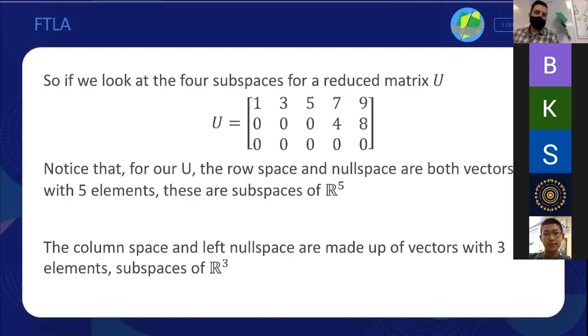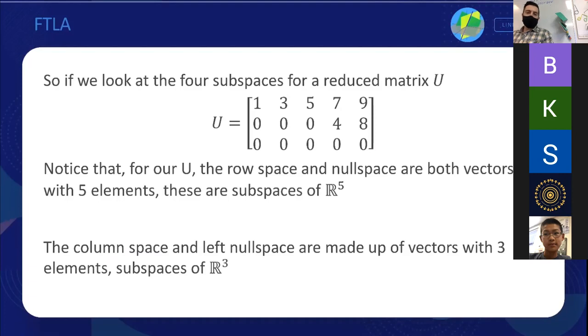Okay, so notice for RU, our row space and null space were both vectors with 5 elements. They were subspaces of R5. Our row space had 2. Our null space had 3 basis vectors. Put them together, we had our 5 total. But they each have 5 elements in them.